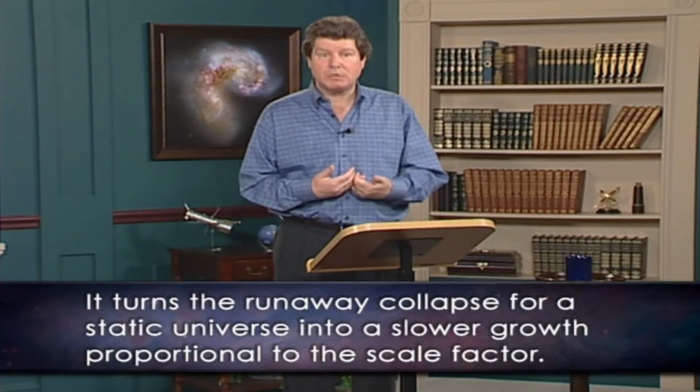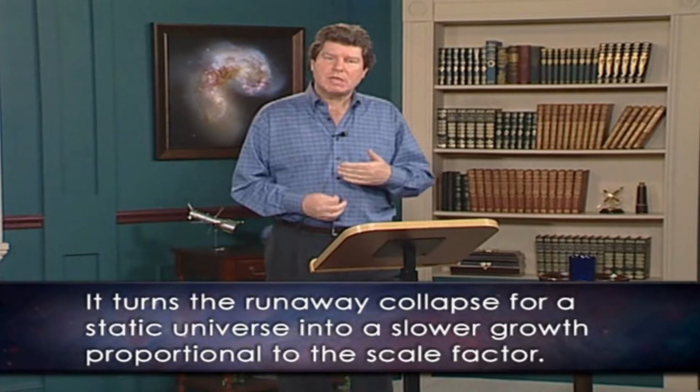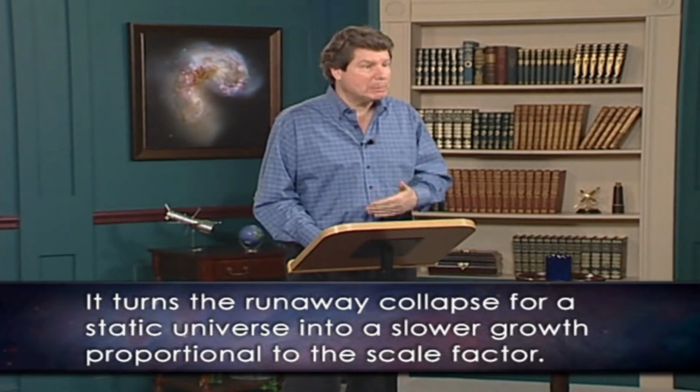Now, in our situation, there is one very important difference. Our universe isn't static, it's expanding. Now, this expansion continually dilutes the matter, weakening its gravitational pull. And this seriously affects the ability of roughness to grow by this mechanism. In fact, it's only during the matter era, after 60,000 years, that the expansion is sufficiently gentle to allow some growth in roughness. It turns the runaway collapse for a static universe into a slower growth proportional to the scale factor. So if the universe doubles in size, then the roughness doubles in size.